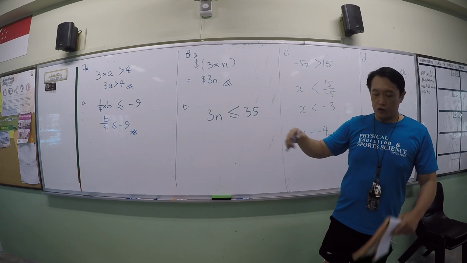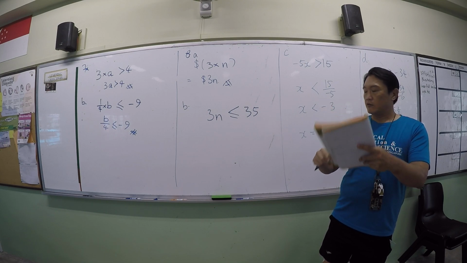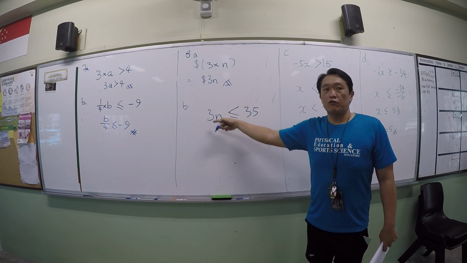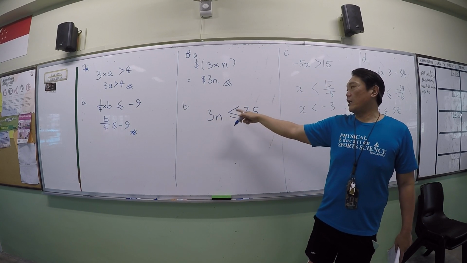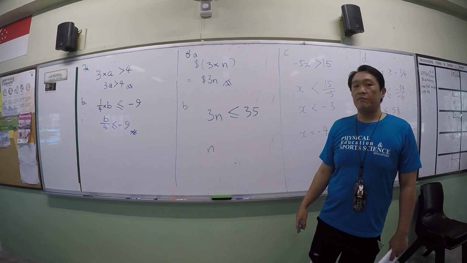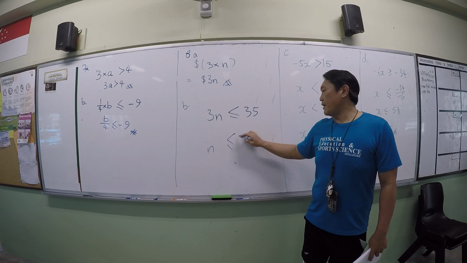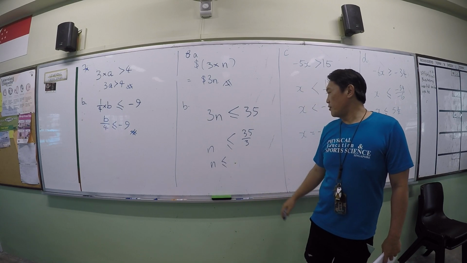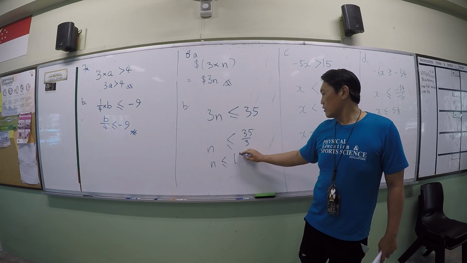Okay? Then they ask you to solve the maximum number of pens. N is the number of pens. 3 times n is the total cost of the pens. So if I'm able to find what is n, I'll be able to solve the question. So I will divide both sides by 3. N must be smaller than or equal to 11 and 2/3.